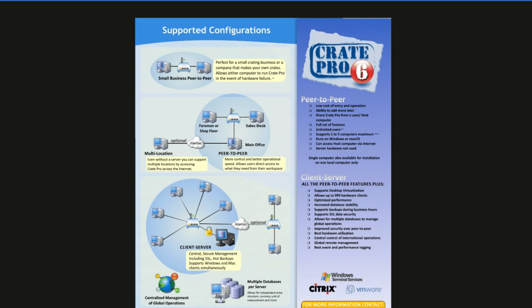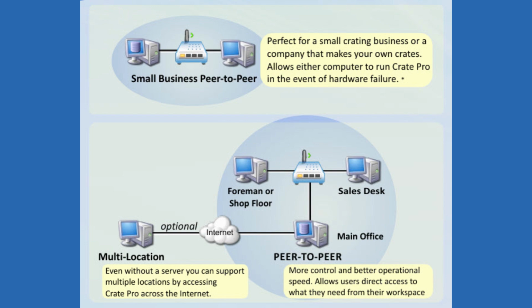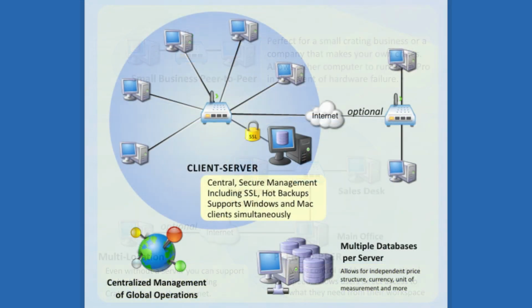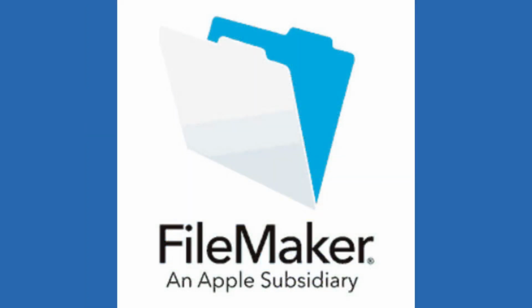Crate Pro 6 offers flexible license options to meet your company's needs, from a single computer installation, to small business multi-computer licensing, to client-server configurations, which allow for local installation, centralized management, or even the ability to use an online hosting service. Crate Pro 6 is written using FileMaker, which is a cross-platform relational database application developed by Claris International, a subsidiary of Apple Inc.